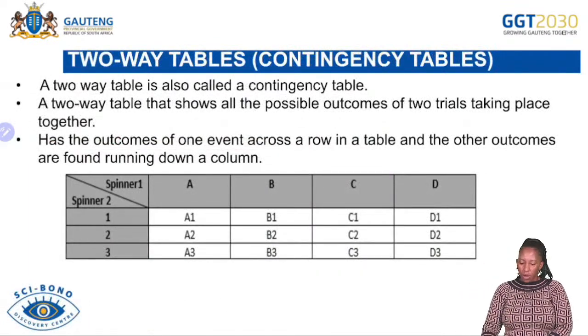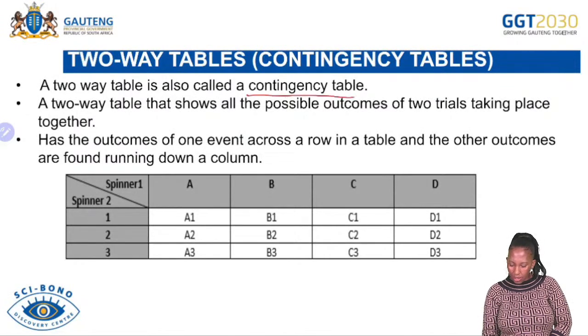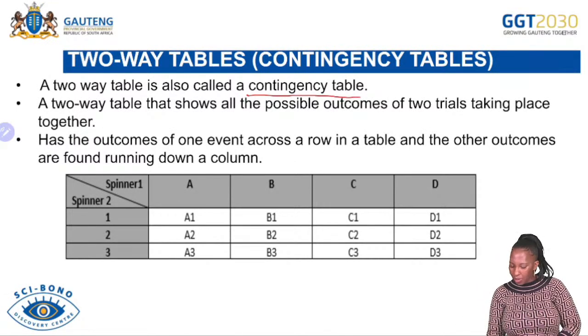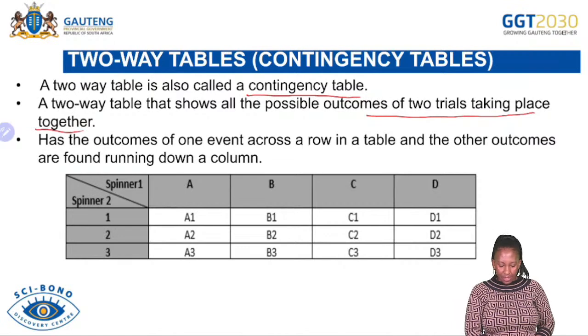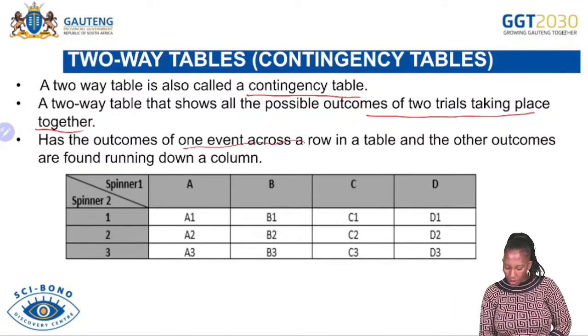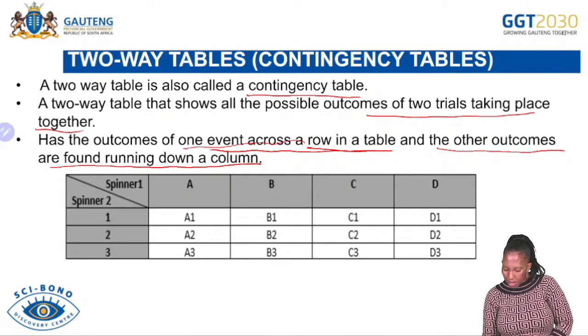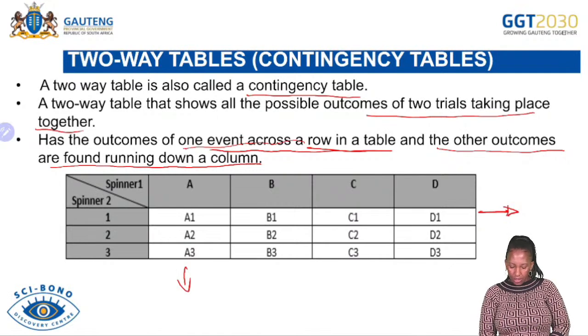Now a two-way table. A two-way table is also called the contingency table. A two-way table shows all the possible outcomes of 2 trials taking place together. And it has how many outcomes? It has the outcomes of one event across a row in a table, and the outcomes of the other running down in a column. So as you can see, we've got 2 spinners, spinner 1 and spinner 2.